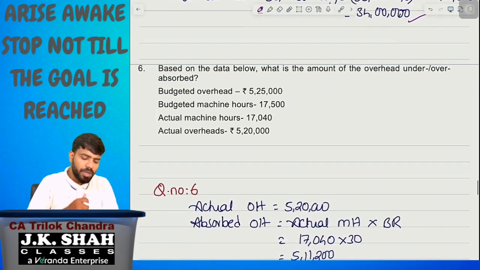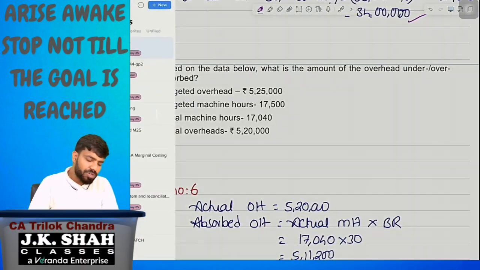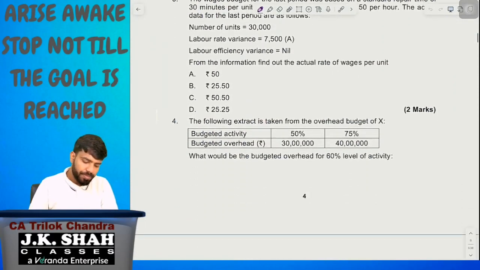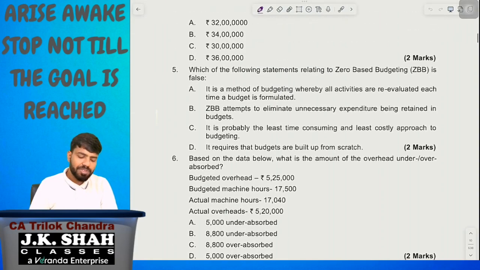Okay, next. Look at question number 6. I think question number 5 is there, which is a theory based question. Which of the following statements related to zero based budgeting is false? C is the answer for this. It is probably the least time consuming and least costly approach. See, actually speaking, it is more time consuming.